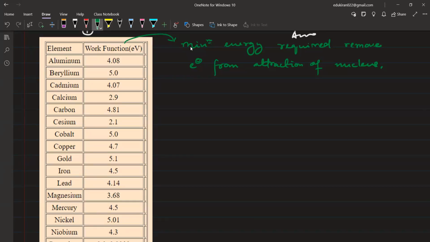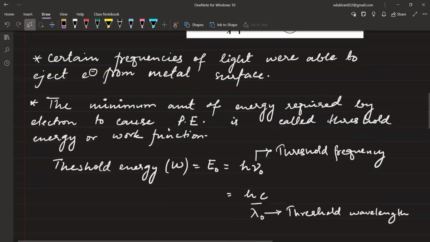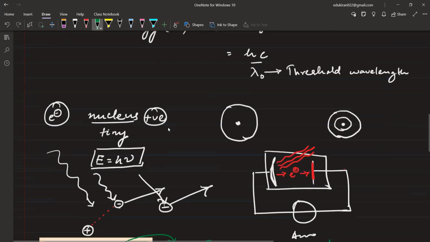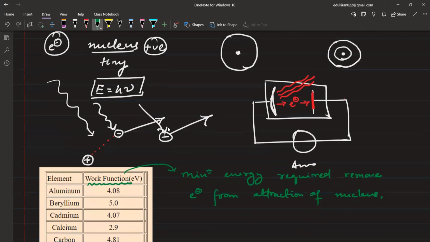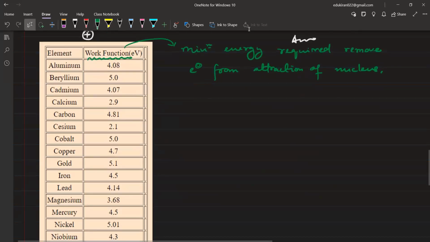नहीं आया? आया नहीं आया? सिद्दीका, आपको नहीं आया? वर्क फंक्शन आपने सुना था? वर्क फंक्शन नहीं सुना आपने? अरे तो यही तो लिखने के लिए कहा हमने आपको. वर्क फंक्शन नहीं लिखा? The minimum amount of energy required by an electron to cause the photoelectric effect is called threshold energy or work function, है ना? Or what is the photoelectric effect? We just saw the photoelectric effect is nothing but removing the electron from the attraction of the nucleus. Correct ना? सही है? Everyone is with me, right? ठीक है, चलो. काशिफ और यासिर, you guys are with me?